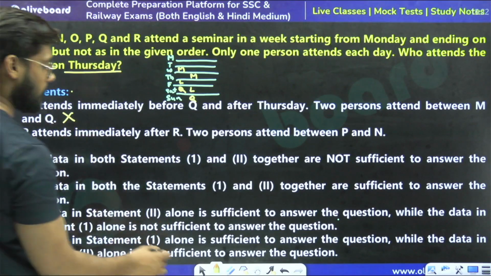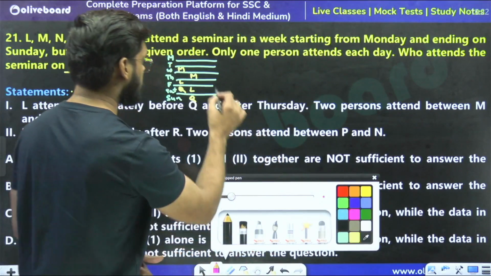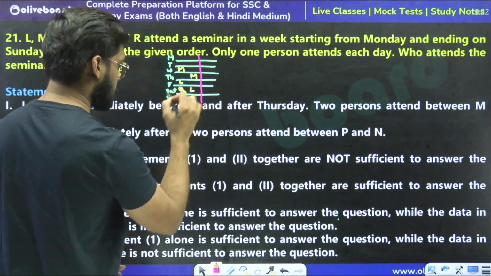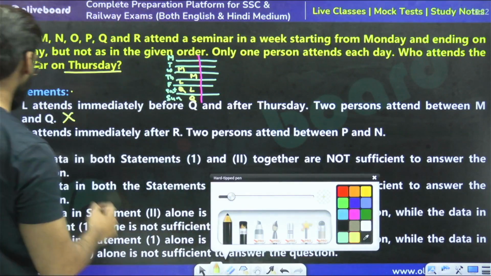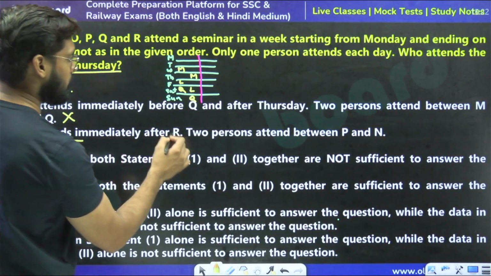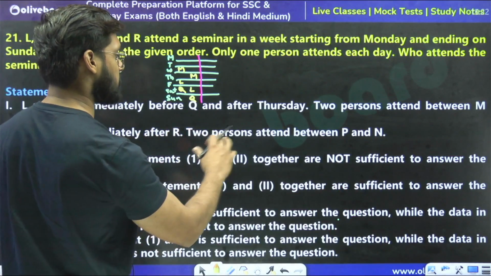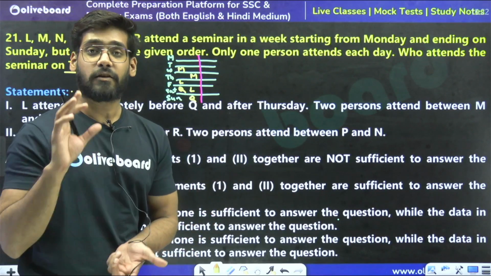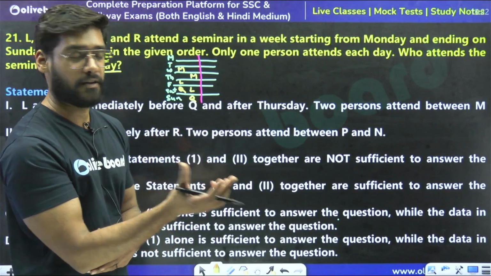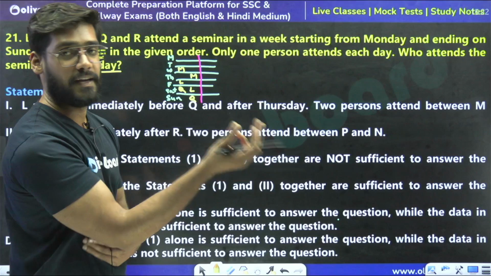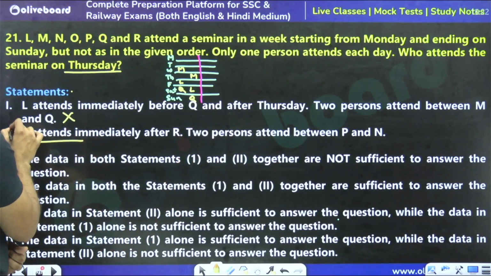Right? Now what will we do? We will solve statement number 2. In statement number 2, it is said P attends immediately after R, and 2 persons attend between P and N. We cannot get the answer from the second statement as well, because nothing is fixed to tell how to fix P and N. So statement 2 alone is not sufficient.